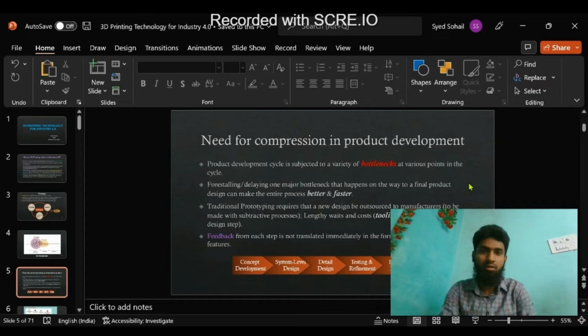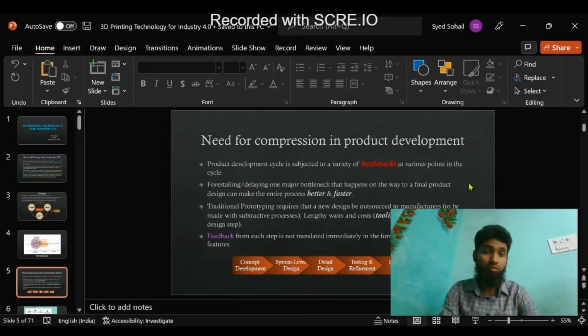Otherwise, if you have to go for a traditional method of making a prototype, which is our conventional subtractive manufacturing, wherein we remove the material, that will take time, as we will see. Forestalling or delaying one major bottleneck, among the bottlenecks that we discussed, that happens on the way to final product design, can make the entire process better and faster. So you have to either forestall it or delay it, so that we can make the entire process faster.